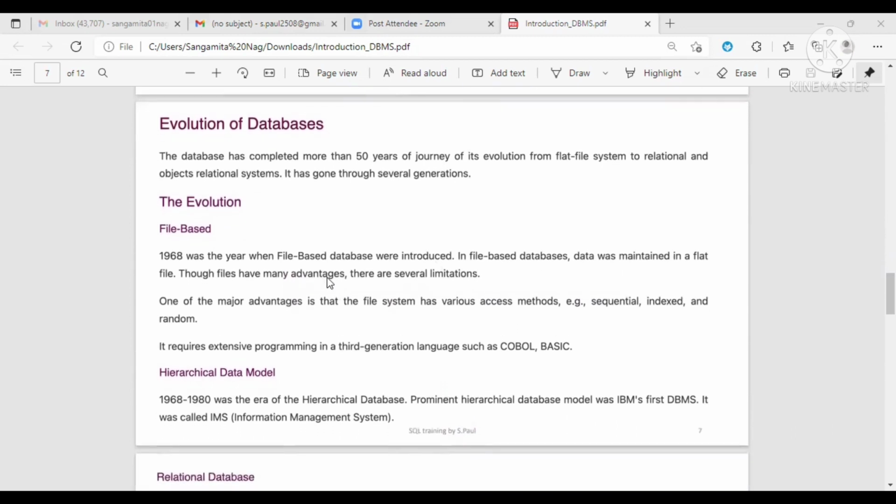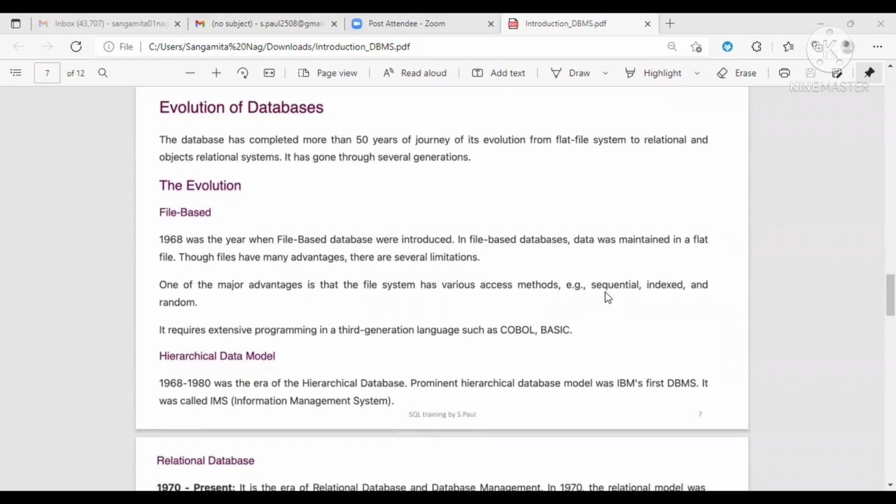Like I said, initially it was a file-based system. So everything at the backend was just files. We had very basic computers back then in 1968, no advanced processors and all. So we were just storing data in terms of files. The files were stored in sequential format, they were indexed, or they were stored in a random format. Wherever there was space, they stored it.